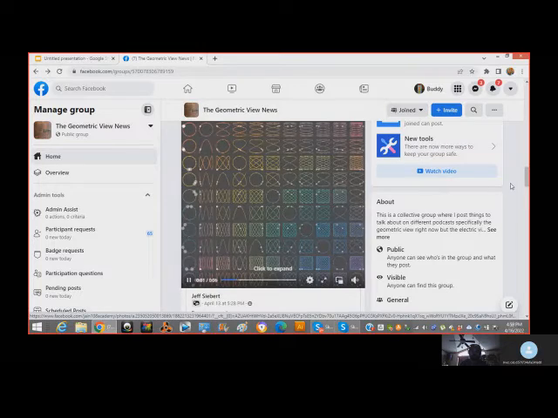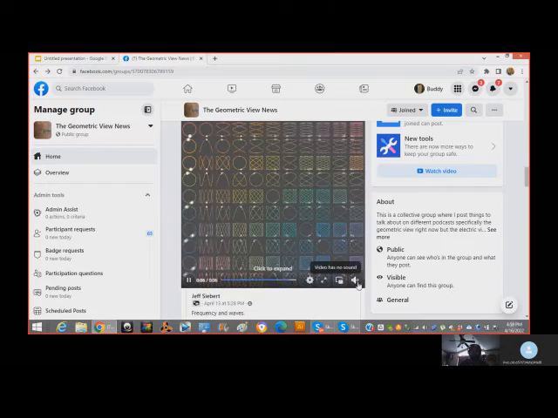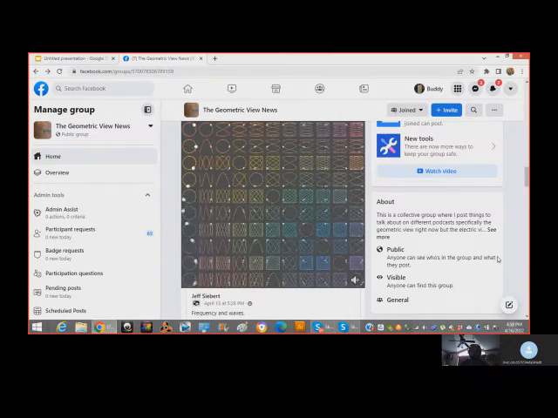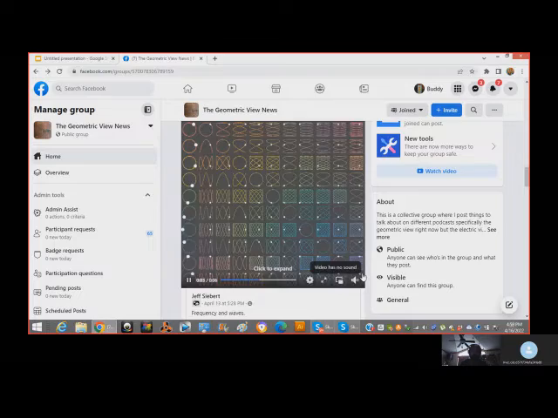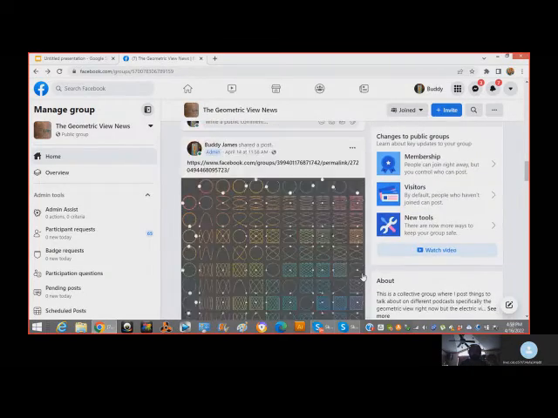Just to look at. Let's see if there's sound with this. No sound. Just great to look at. Frequency and waves. What's the title of that one?